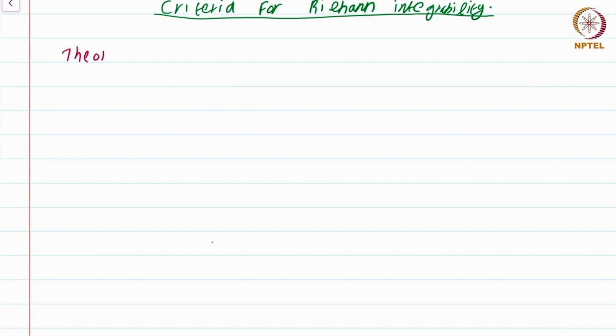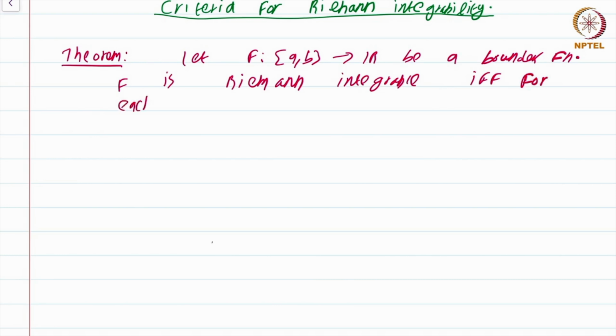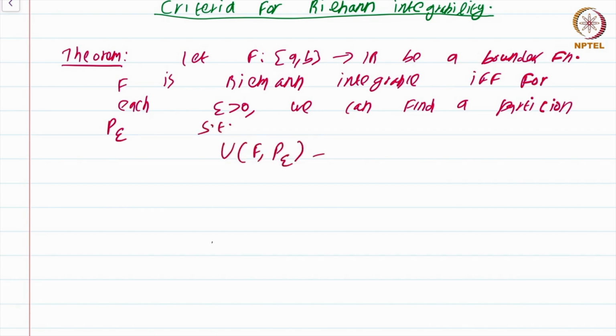So, theorem: let f from [a, b] to R be a bounded function. f is Riemann integrable if and only if for each epsilon greater than 0 we can find a partition P_epsilon such that U(f, P_epsilon) minus L(f, P_epsilon) is less than epsilon. The proof of this is very straightforward.